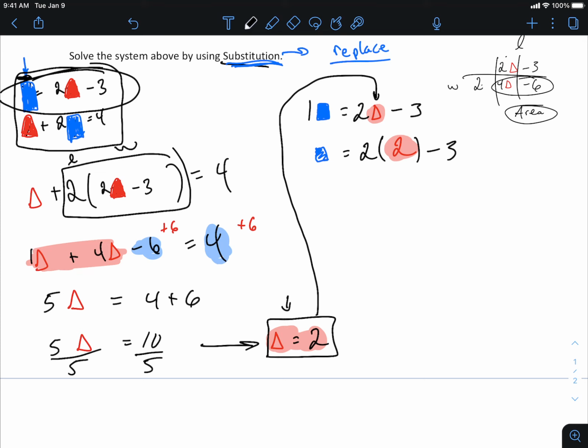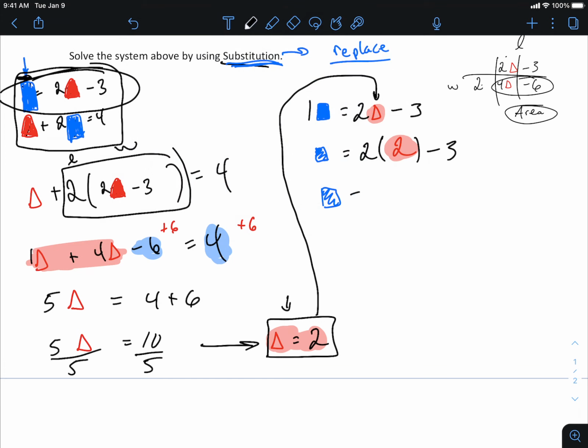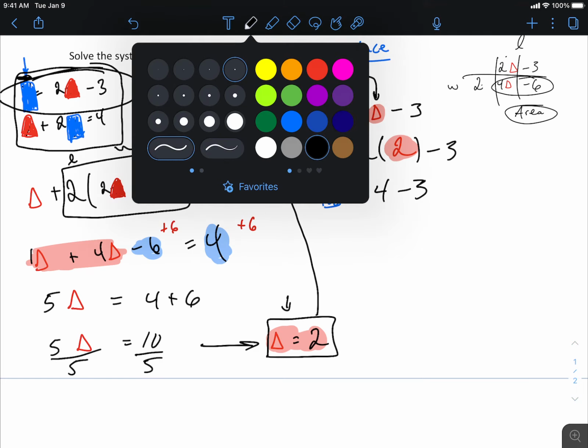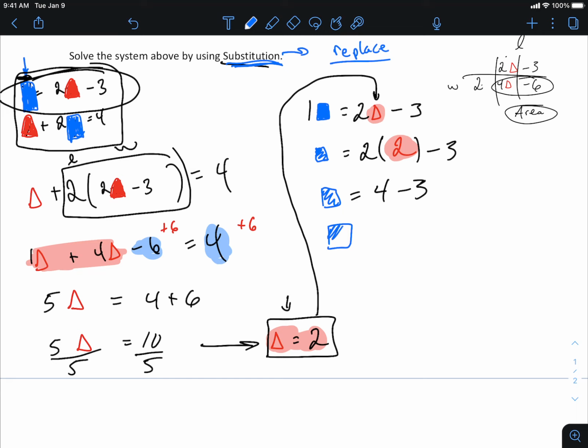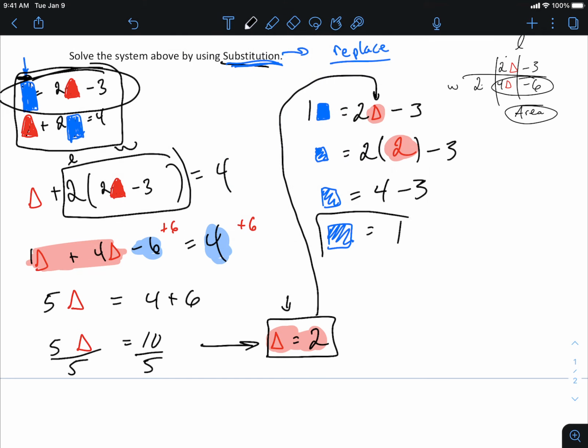Right? All right, well, let's do it. A blue square is equal to 2 times 2, which is 4, minus 3. A blue square is equal to 1. You've now found what each of the shapes is worth. That is you solving the system, right? Accordingly, right? Using the substitution process.